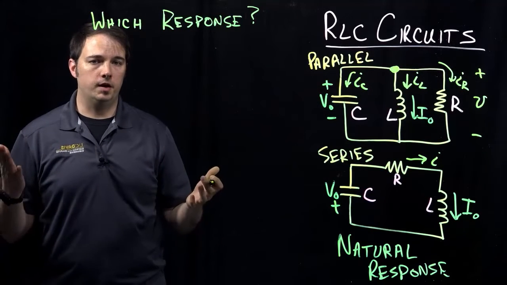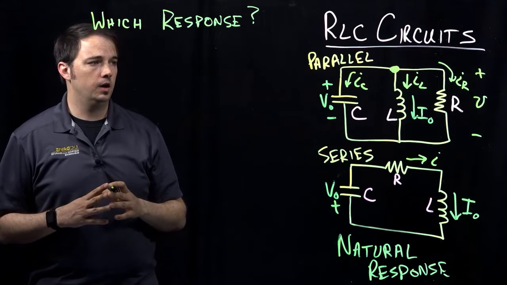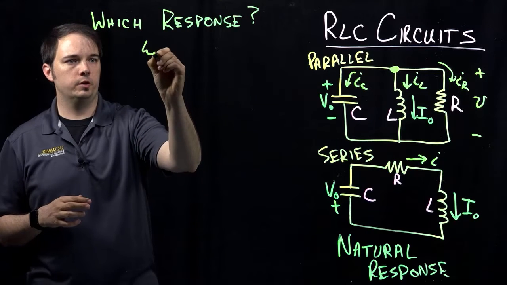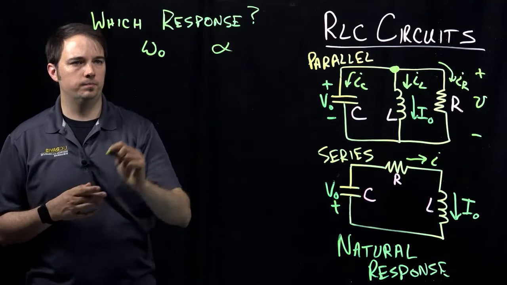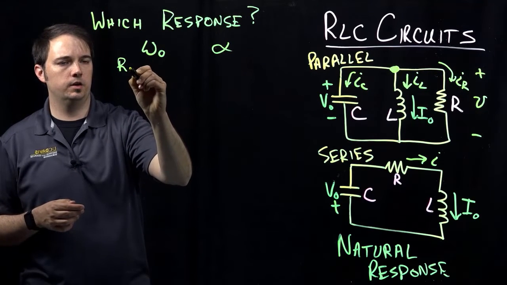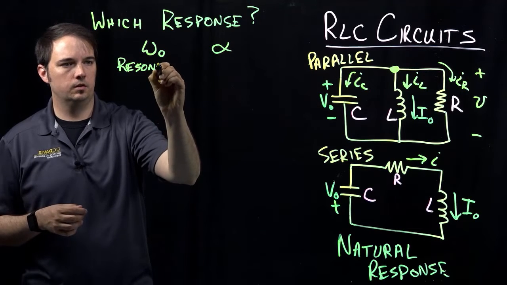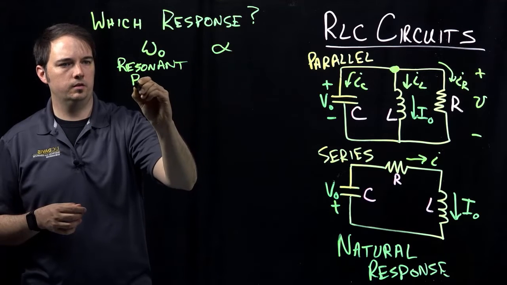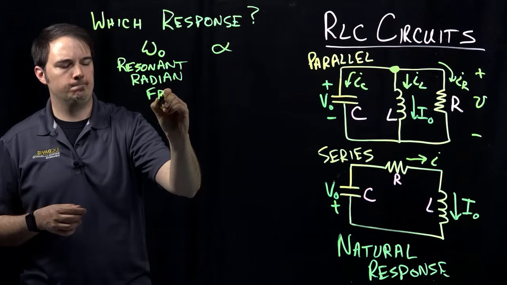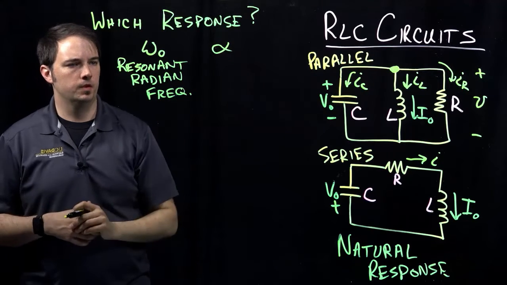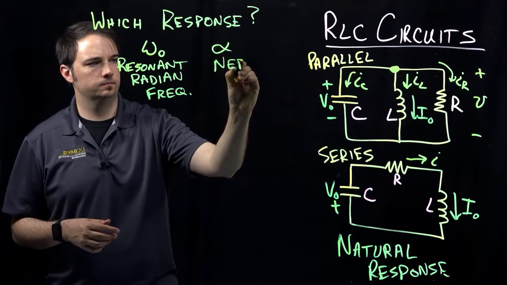Okay, so now for finding out which of those three different types of responses we have, what we can do is compare two frequencies. We're going to define omega naught and alpha. So omega naught is known as the resonant radian frequency, and alpha here is the so-called Neper frequency.